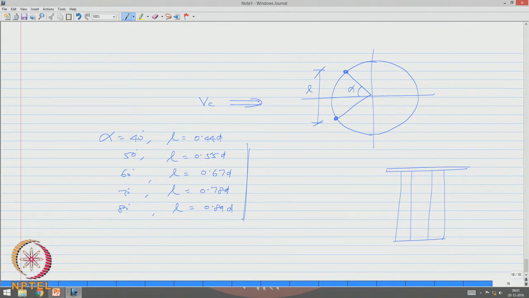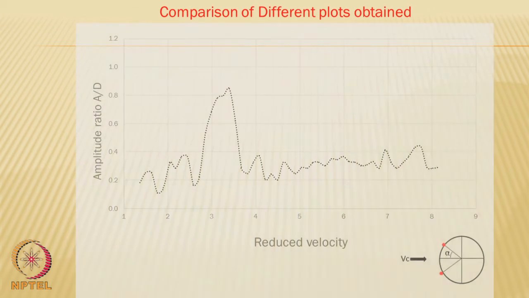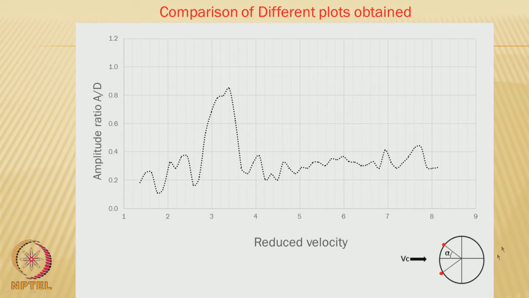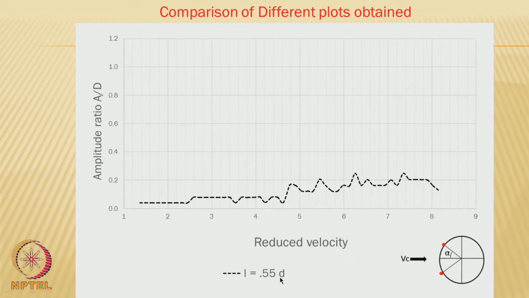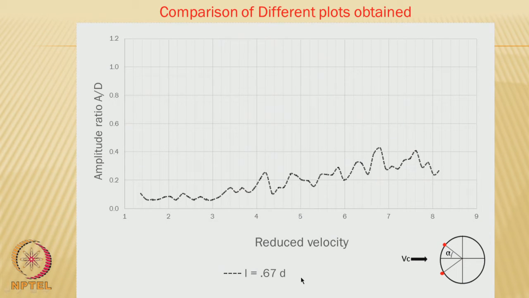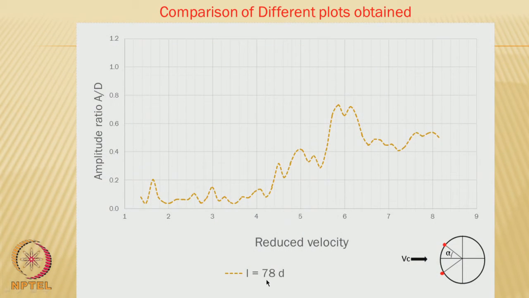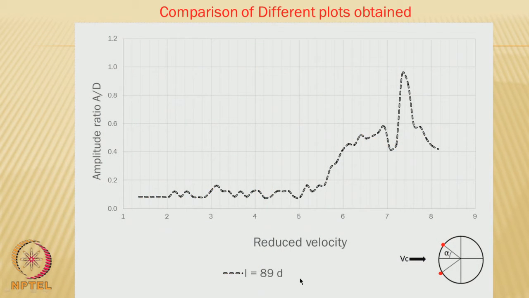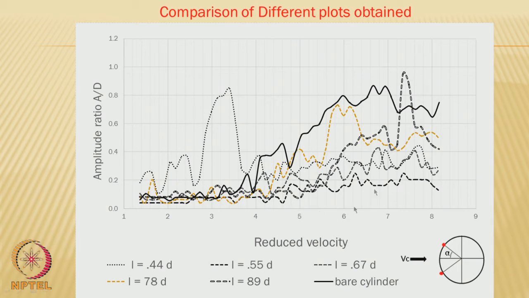Now, the response plots have been obtained. We can now compare these response plots as shown in the figure for different values of alpha. So, 0.55 d, if we change it to 0.67 d, then further at 0.78 d and 0.89 d. So, there are different plots now superimposed for different values of L, and the dark line, what you see here, shows the response of the cylinder without any suppression system, what we call a bare cylinder.